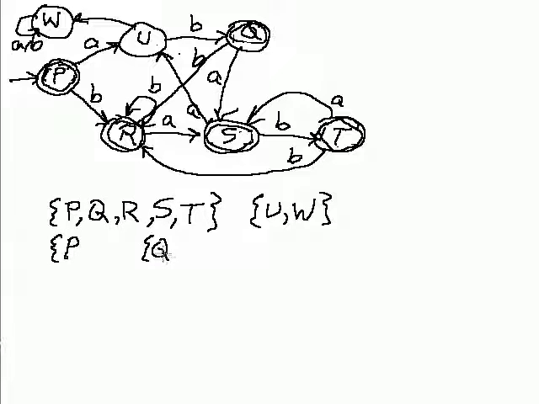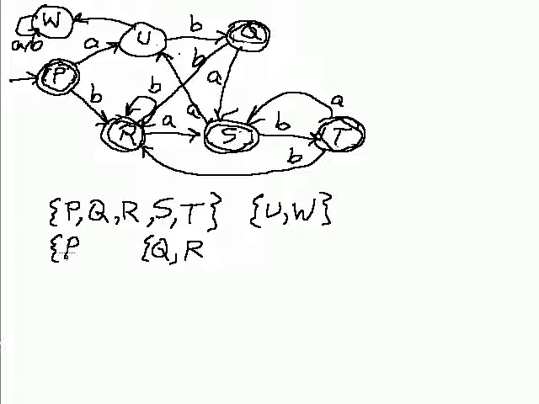Can R be with Q? Look at Q, look at R. On the letter A, R goes to S and Q goes to S. They go to the same place. If they go to the same place, then they certainly pass the test because that place was with itself on the previous row. On the letter B, they go to the same place. So Q and R are going to stay together for the duration of this algorithm since they go to the same places on both letters.